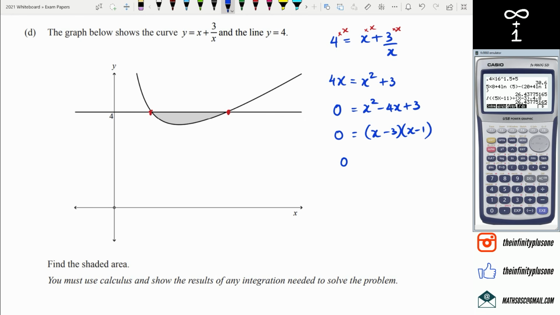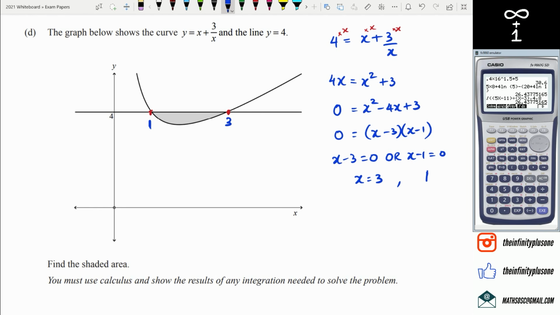Because if they're equal to 0, then we can say that x minus 3 equals 0, or x minus 1 equals 0. And we're going to get our 2 values as x equals 3 and x equals 1. So basically, this is 1, and this value right here is 3.